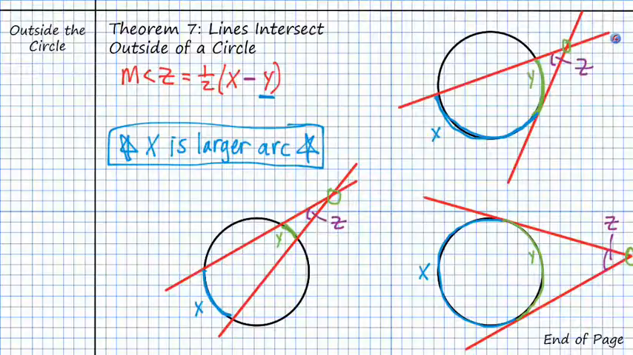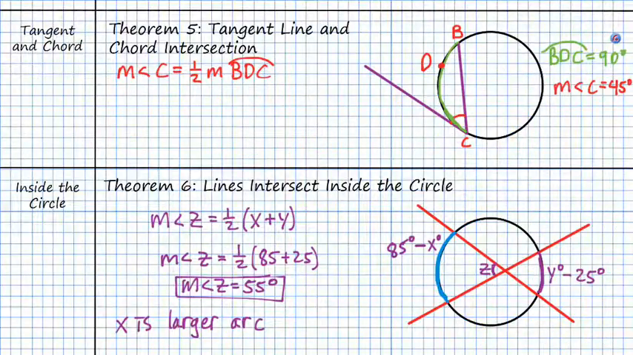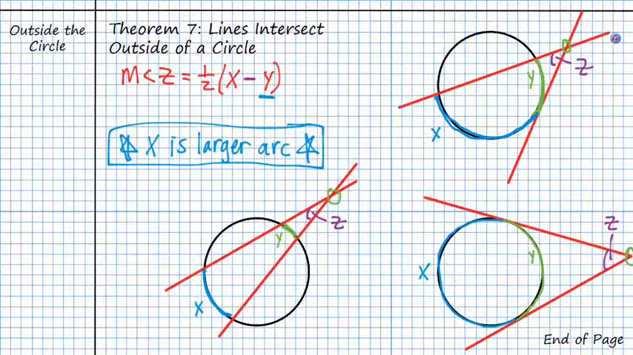These are going to be the hard ones, the outside of the circle and the inside of the circle. Just remember, if you're inside of the circle, you're using a plus. Your intersection point is inside the circle. And if you are outside of the circle, then you're going to be using a minus, or a subtraction.